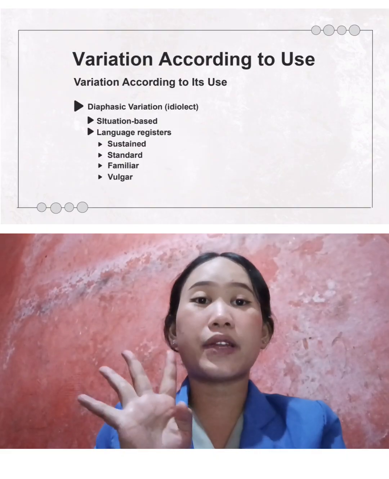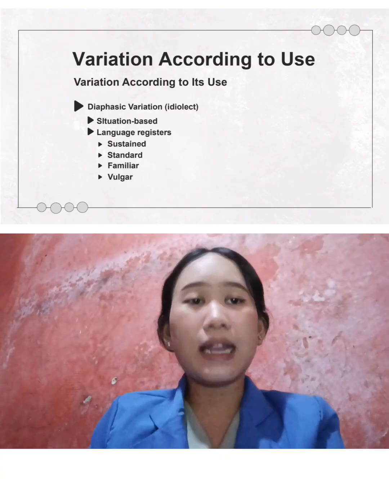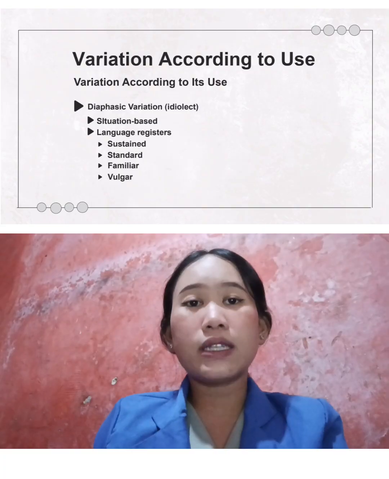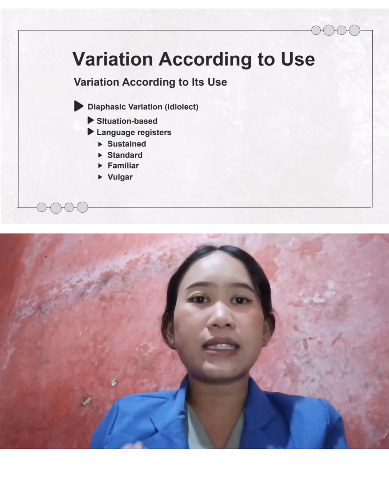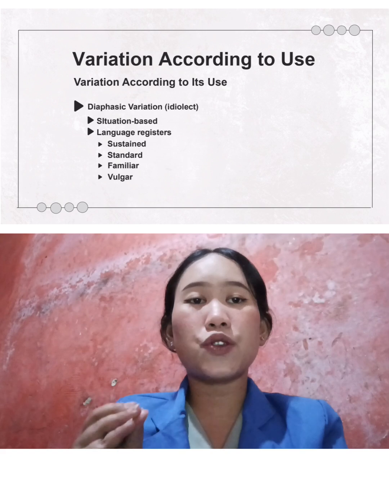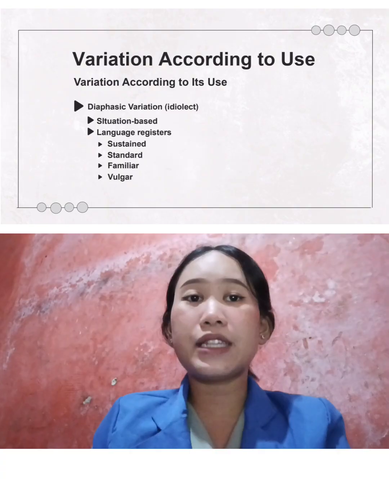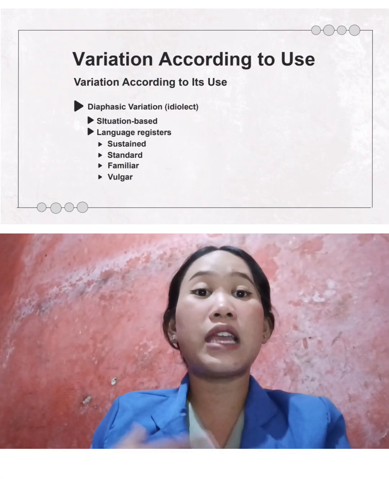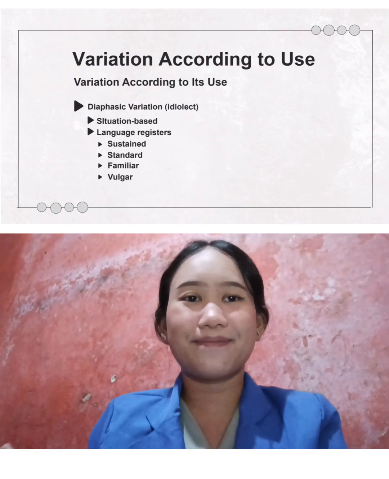There are four main registers. The first one is sustained register. Sustained register is used in formal, academic, or official situations such as speeches or research presentations. The second one is the standard register. It's used in everyday communication and is socially acceptable in most situations. The third one is familiar register. It's used with friends and family and sounds more relaxed. And the last one is vulgar register. It includes taboo or offensive expressions and is usually restricted to very informal contexts. This shows that speakers actively choose language based on context.